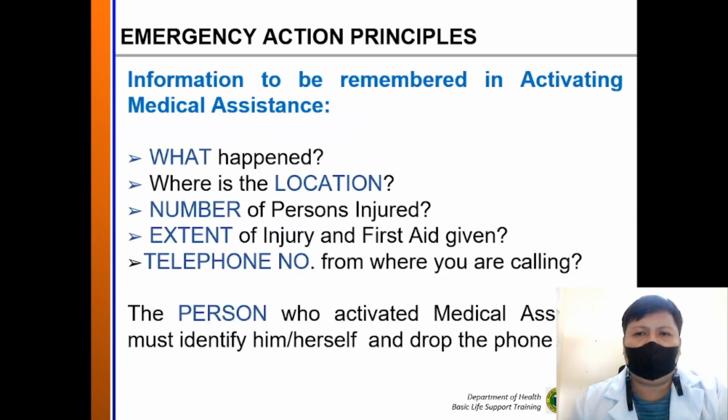Information to be remembered in activating medical assistance: What happened? Where is the location? Number of persons injured? Extent of injury and first aid given? Telephone number from where you are calling. So these are the information that you will give to the one that you are asking for assistance. The person who activated medical assistance must identify him or herself and drop the phone last.